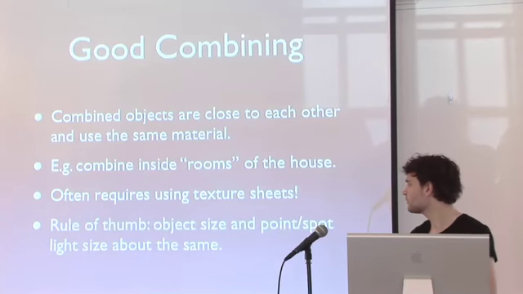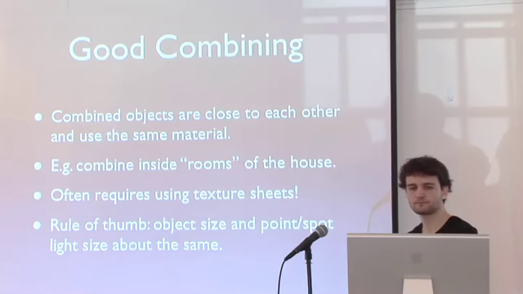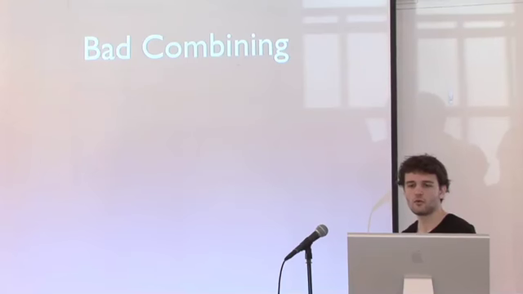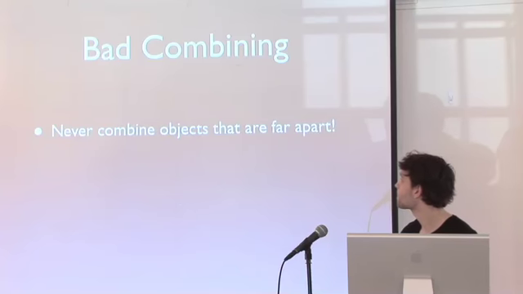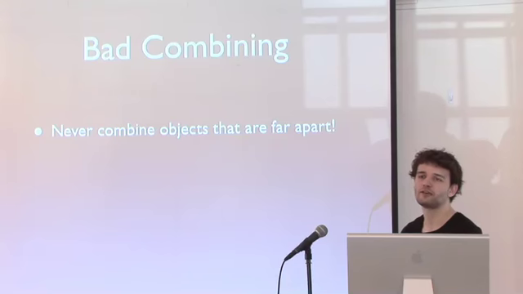So the rule of thumb: combine objects that are around your object size or your point light size. So when does combining go bad? You should never combine objects which are really far apart.